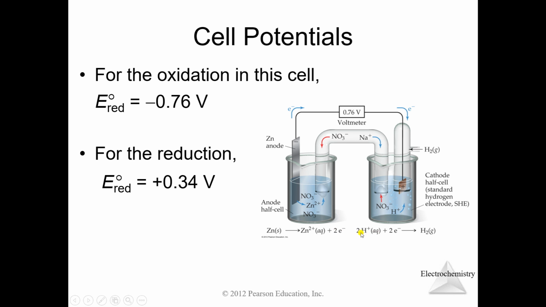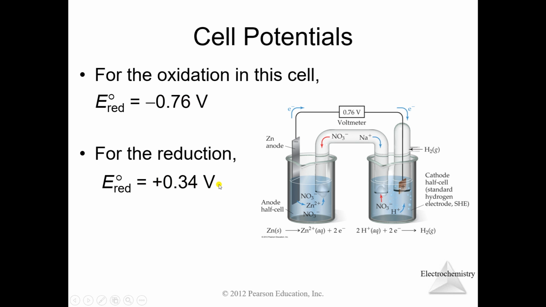We know that the hydrogen ion gains 2 electrons to form hydrogen gas, so it is reduced. The numbers for this have already been worked out and are on a chart and will be given to you. There is a typo here, by the way. This should be E, not OX, not E, not RED. So the oxidation potential is negative 0.76 volts, and the reduction potential is positive 0.34 volts.